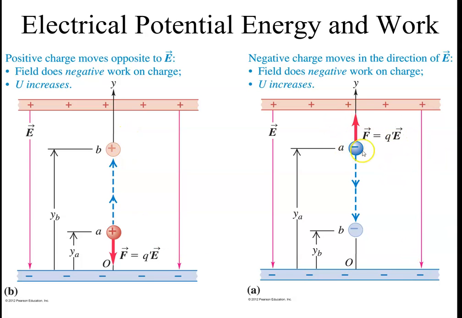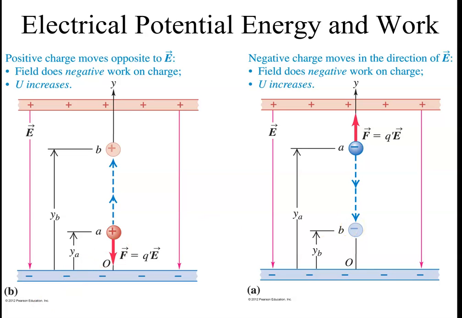Same thing over here. There's a force pushing the charge from here to here. If we move the charge down from position A to position B, then we have done work. The field did negative work. We stored electrical potential energy in this charge. Alright?